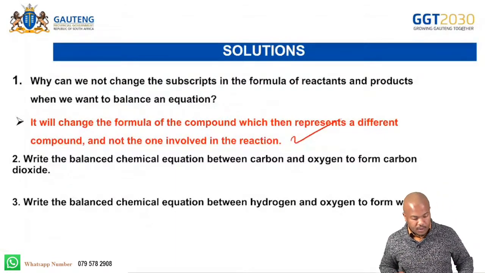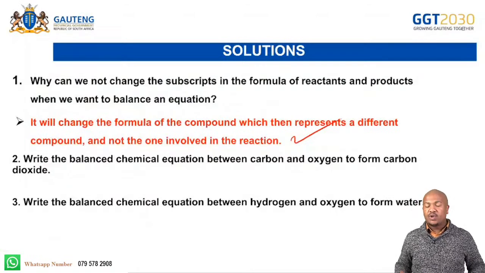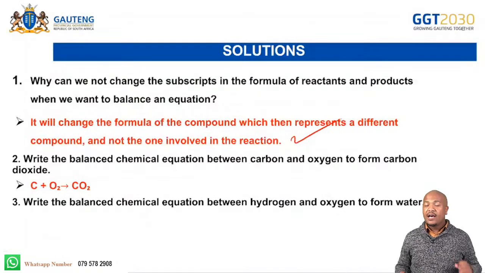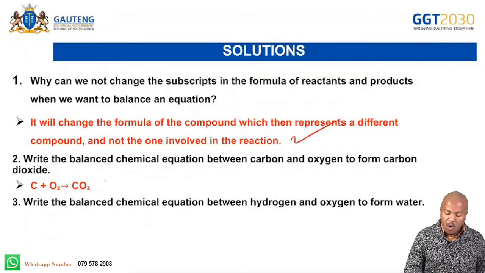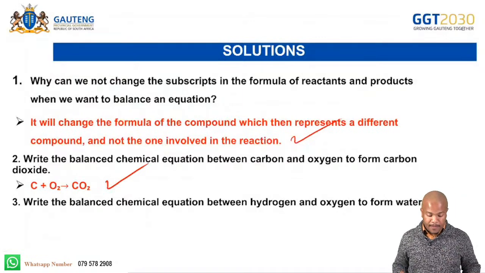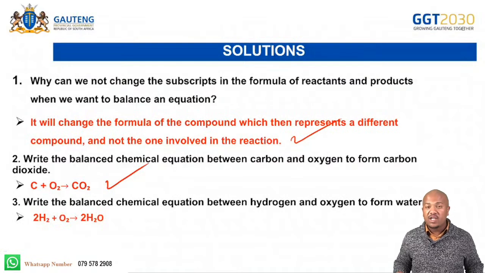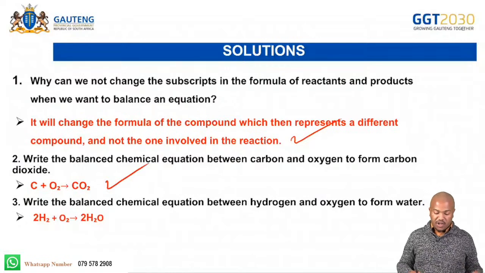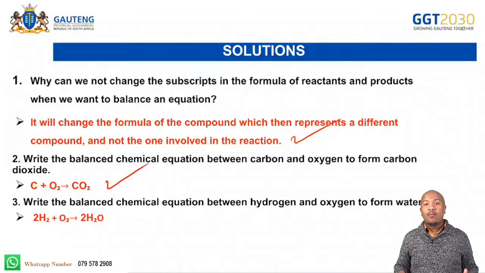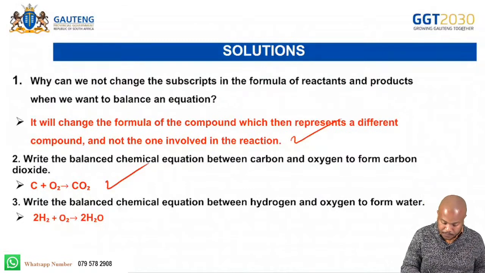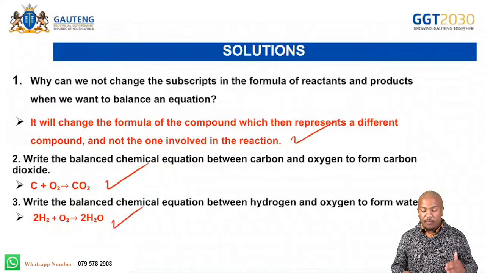Then number two, write the balanced chemical equation between carbon and oxygen to form carbon dioxide. So the equation is C plus O2 to form CO2. Carbon plus oxygen to form carbon dioxide. And number three, write the balanced chemical equation between hydrogen and oxygen to form water. So the balanced chemical equation is 2H2 plus O2 to form 2H2O. So it's 4 hydrogens plus 2 oxygens to form 2 water molecules.